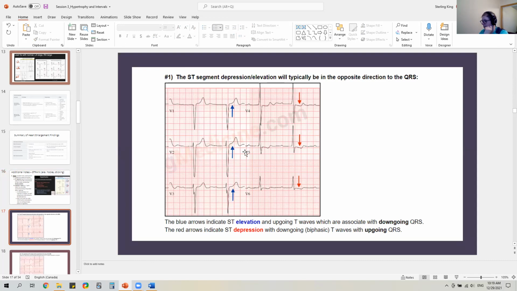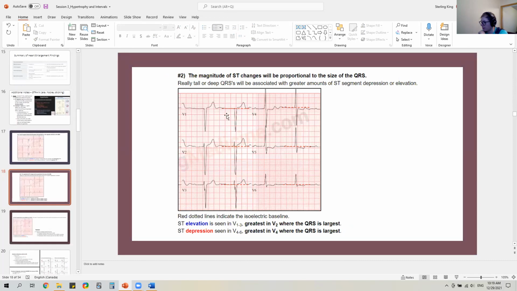And here's just another picture demonstrating strains. You can see it's usually in the opposite direction. It's concave and it's proportional to the size of this QRS. And you can see this one's bigger, so it gets even bigger. And same with this guy. And then over here, it starts to flip in direction. So the R wave, and it flips the other way. And then the magnitude of ST changes are proportional to the size. So just what we were saying again, you can see this QRS is bigger, the ST change gets bigger too.